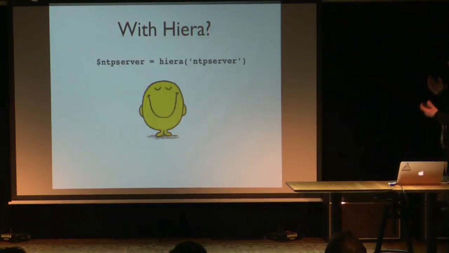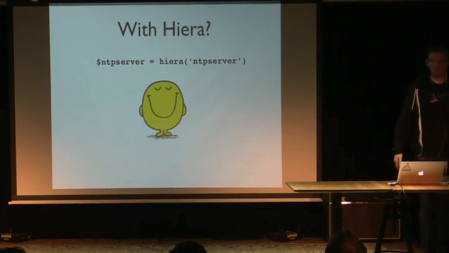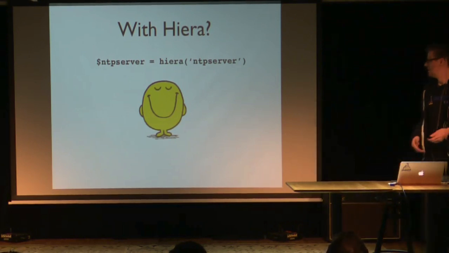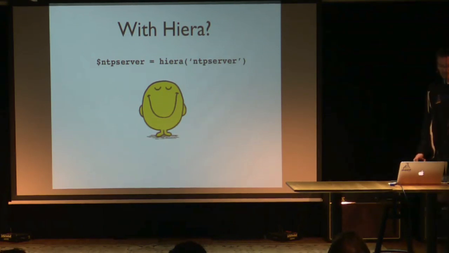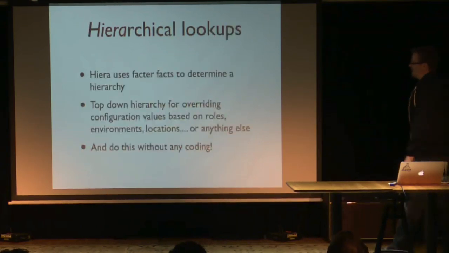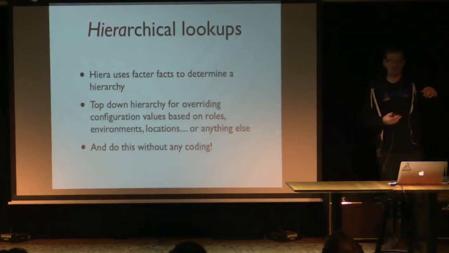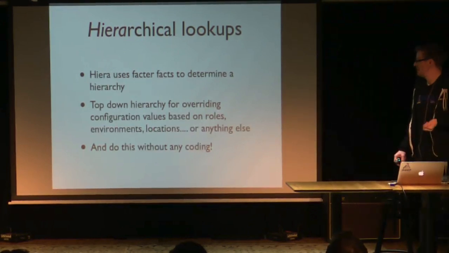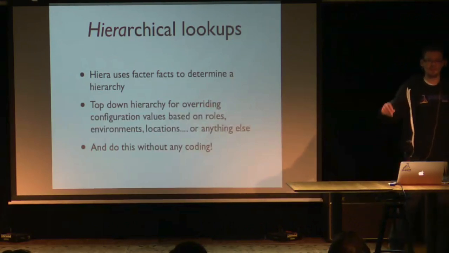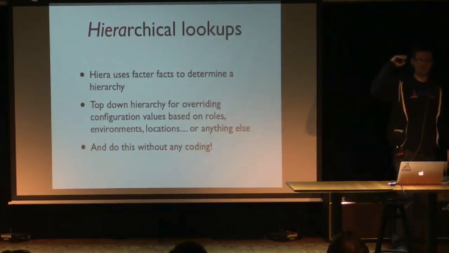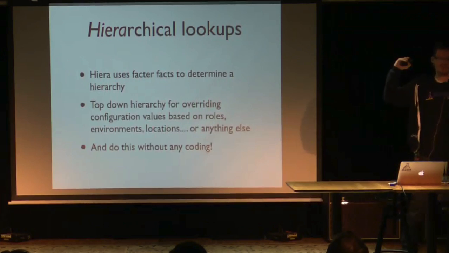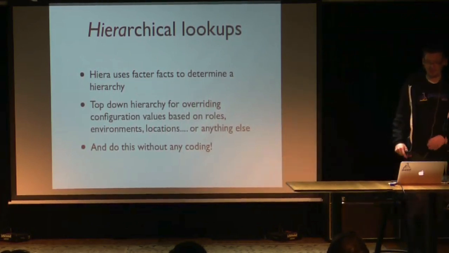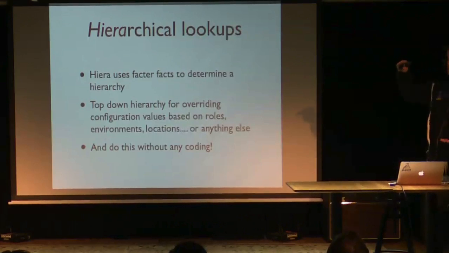With Hiera, that becomes a lot easier. You abstract all that logic out of the way, and you just say, Hiera, I want this value, give it to me. The way Hiera works behind the scenes, it uses facts to determine a hierarchy of lookups, looking top-down for overriding stuff. A common one people start off with is to say, check if you've got a value for my host name, and if you don't, then check if you've got a value for my environment, and if you don't, then just give me what everybody else has. But you can have that hierarchy based on everything.